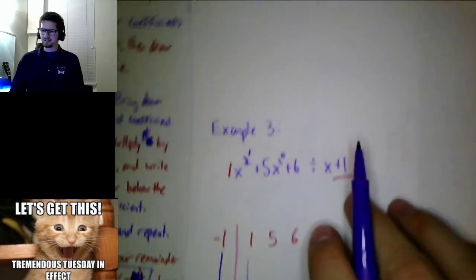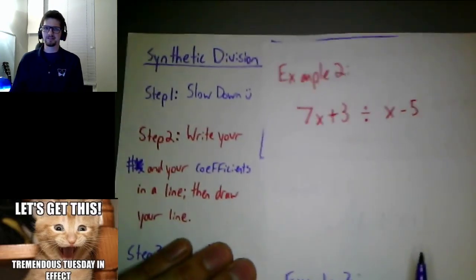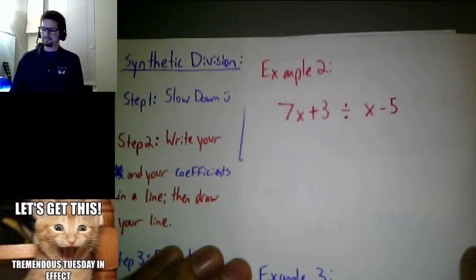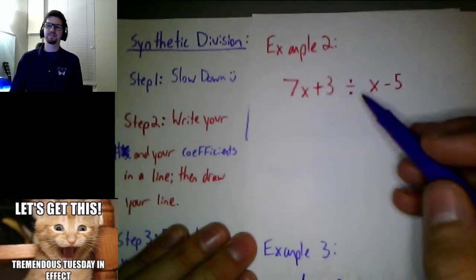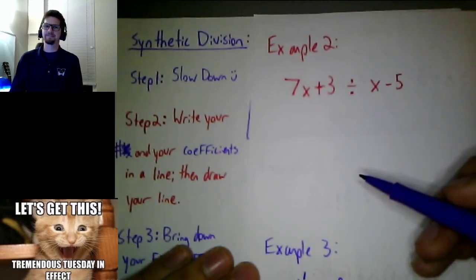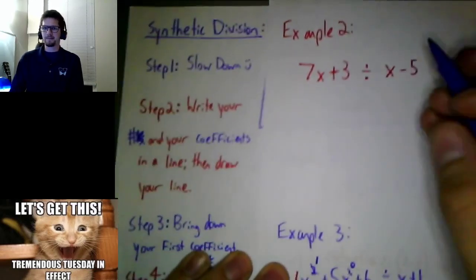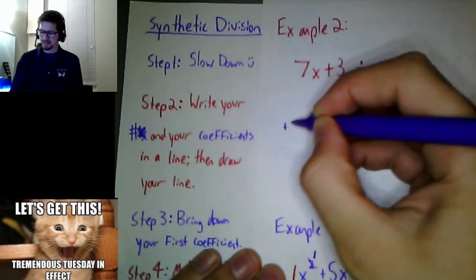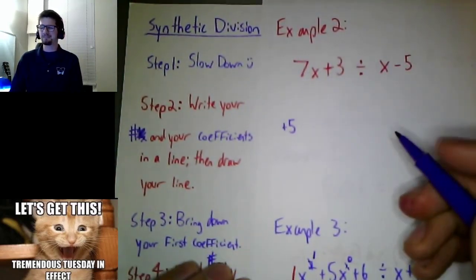All right, let's look at example 2. 7x plus 3 divided by x minus 5. Write your number. Minus 5, I'm going to rewrite that as a plus 5. So positive 5.